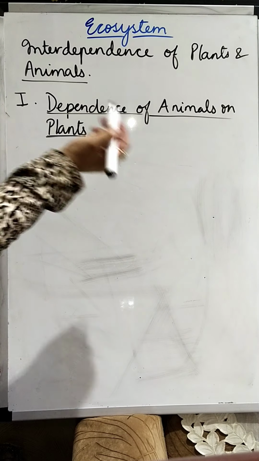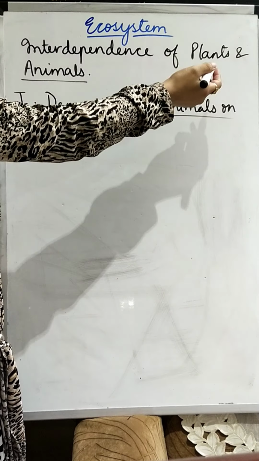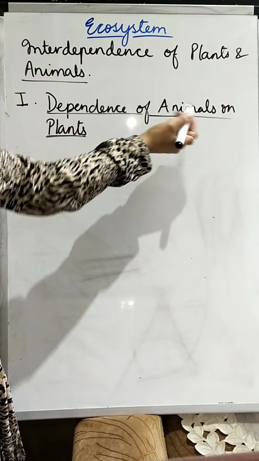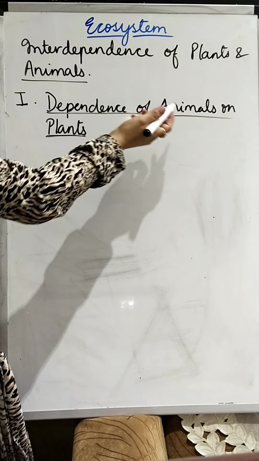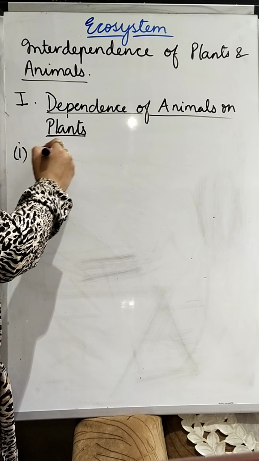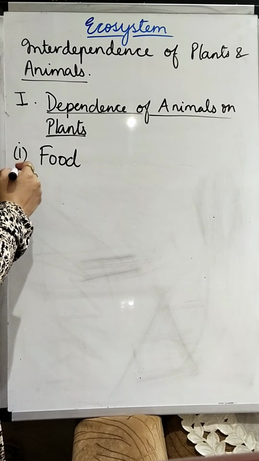Hello students, in this lecture I will tell you about the interdependence of plants and animals. Firstly, we'll talk about the dependence of animals on plants. So how are animals dependent on plants? They require food that is obtained from plants directly or indirectly.